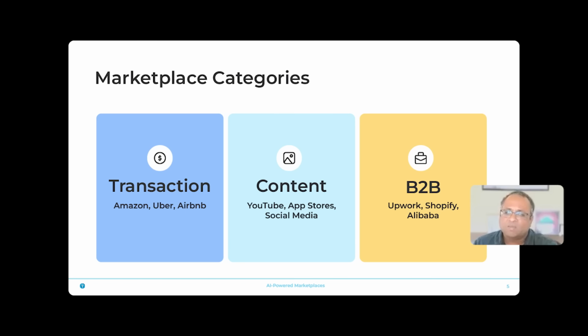And then you have professional marketplaces, where basically it's a B2B platform for services, or it could be a B2B platform for goods as well. So I call it professional and B2B. Professional when it comes to services, B2B when it comes to goods. So you have Upwork for services, you have Shopify, and then you have things like Alibaba, AliExpress, and so on and so forth in terms of B2B marketplaces.